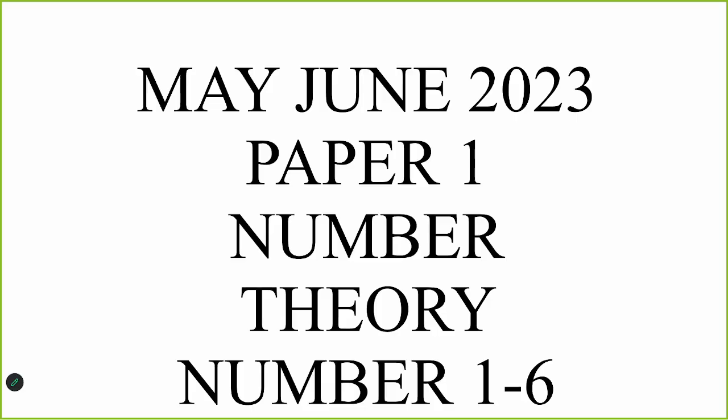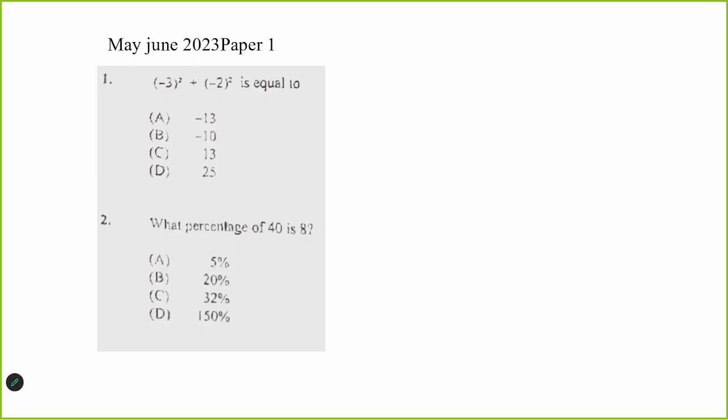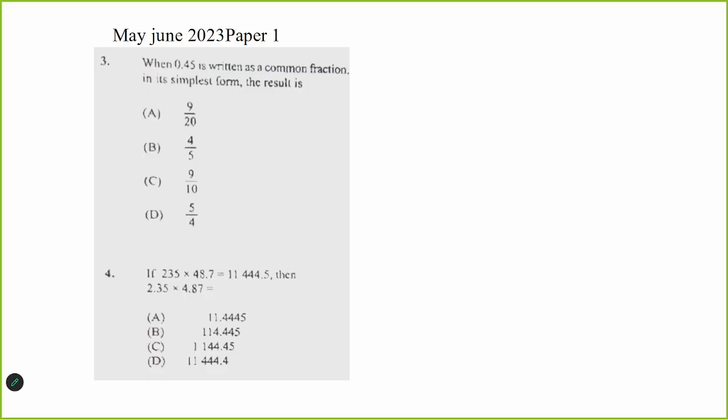Now we're going to do May, June 2023, paper 1, number 3, number 1 to 6. This is a repeated question. We saw this several times. 9 plus 4, which is 13. This is the next repeated question. What percentage of 40 is 8? That is 20%.